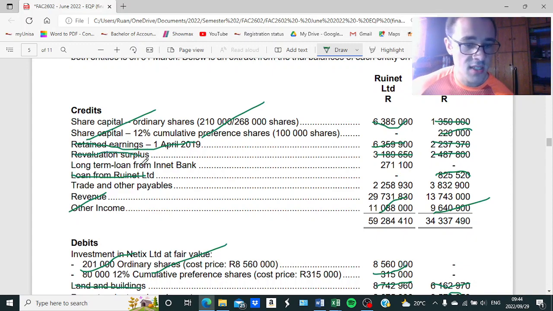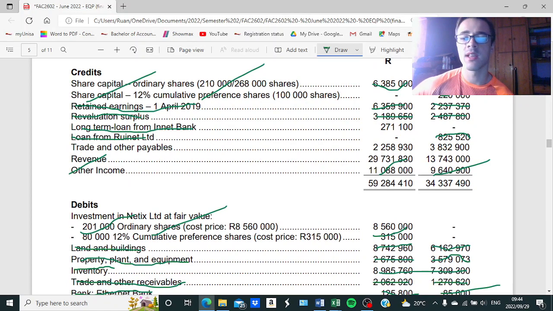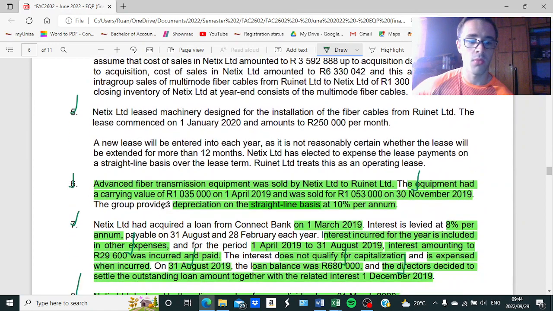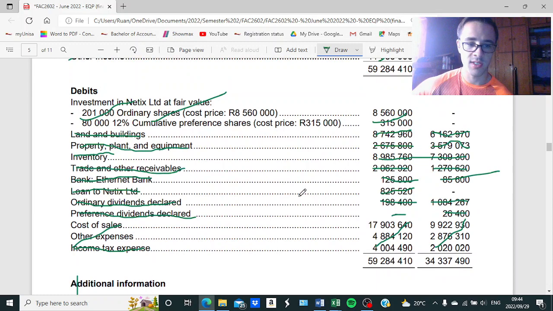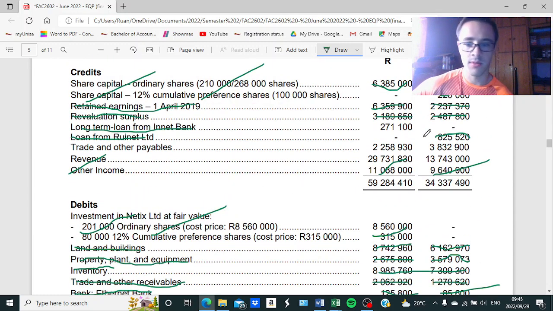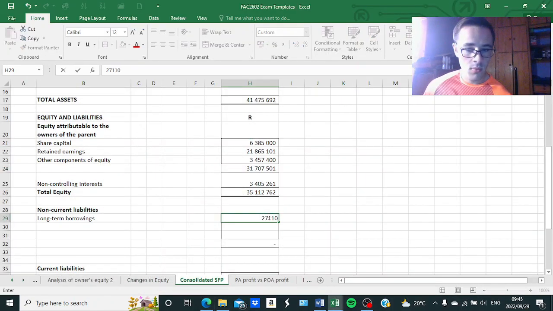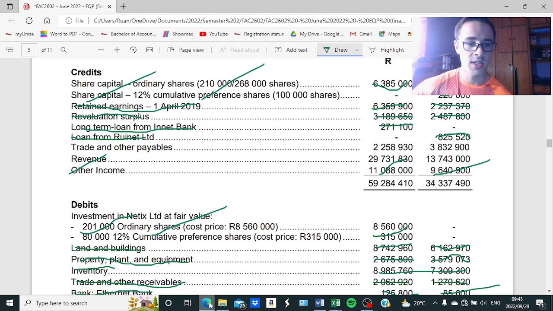Okay, then our liabilities. We have a long-term loan from Init Bank. Remember the loan from Connect Bank, according to additional information point 7, was settled in full on the 1st of December 2019. That's why there's no balance for that loan. So the only long-term liability or non-current liability for the group will be the long-term loan from Init Bank, which is 271,100. Okay, long-term borrowings, 271,100.